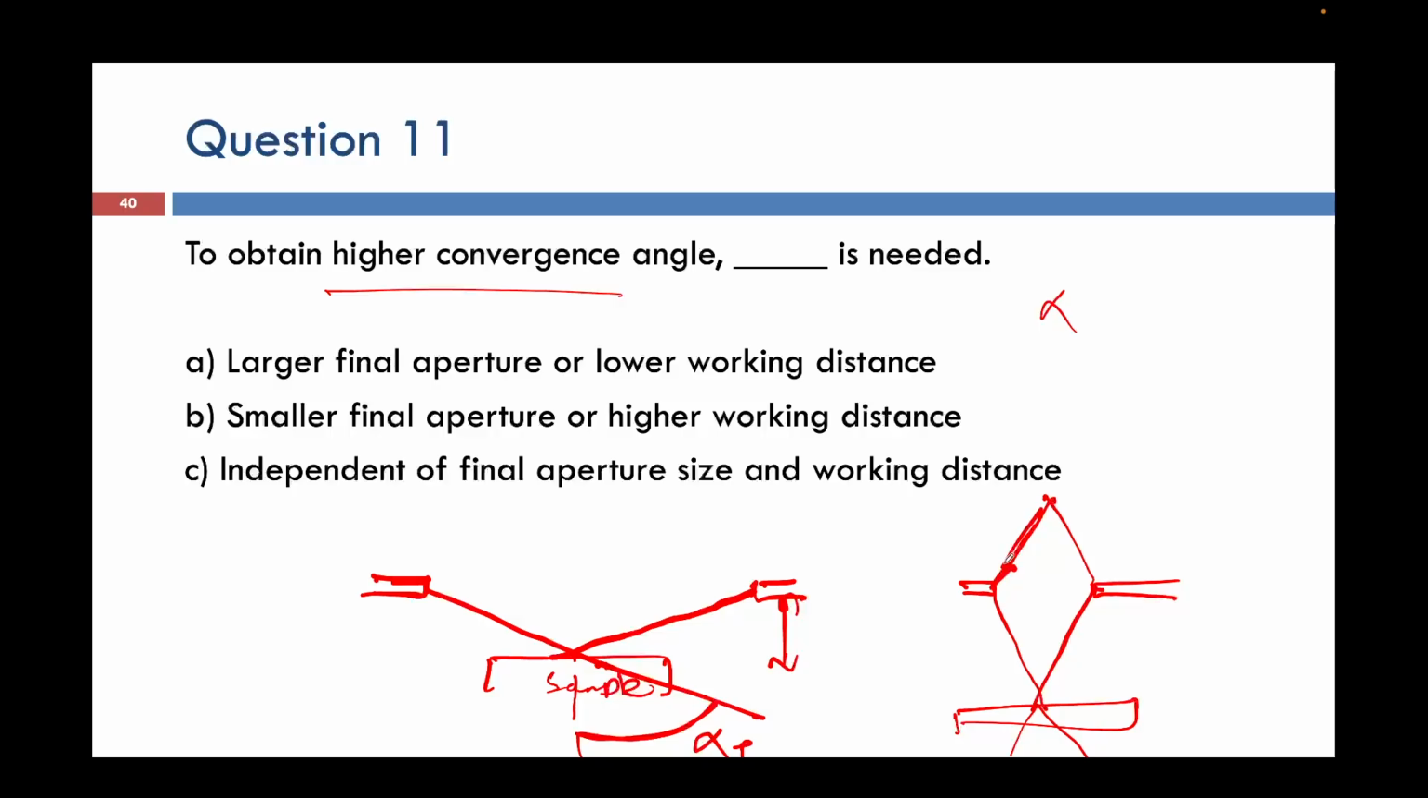The smaller final aperture means we will get higher depth of focus or depth of field. Similar for higher working distance also, but in this case the larger final aperture and the lower working distance will give you a higher convergence angle. A much higher convergence angle is generally not needed, because spherical aberration will also be higher. So generally this is not the case, but from a questions perspective you can draw the diagram.